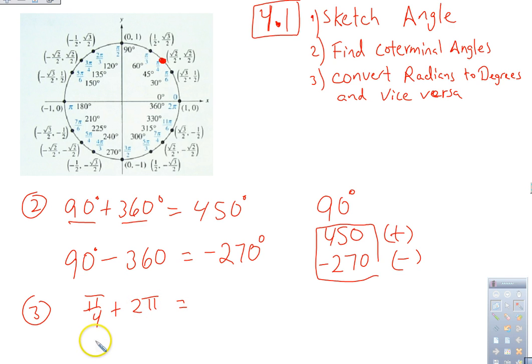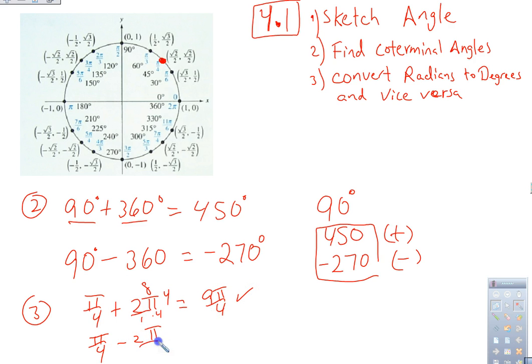And for the negative coterminal angle, instead of going around the positive side, I'm going to go around the whole circle, but the negative direction. So I'm going to subtract 2 pi. And so let me get this answer on top here. Pi over 4 plus 2 pi. Multiply this by 4, top and bottom. You get 8 pi. 8 pi plus 1 pi is 9 pi over 4.